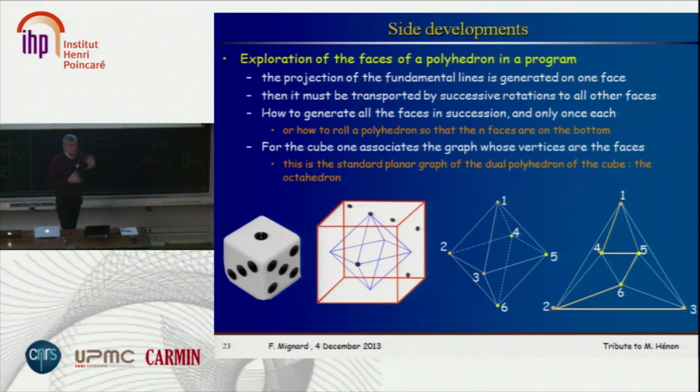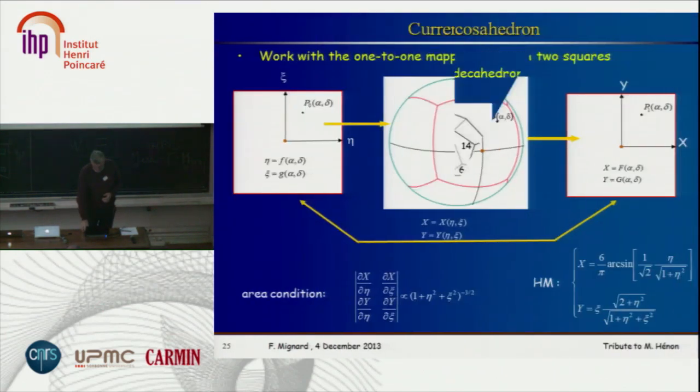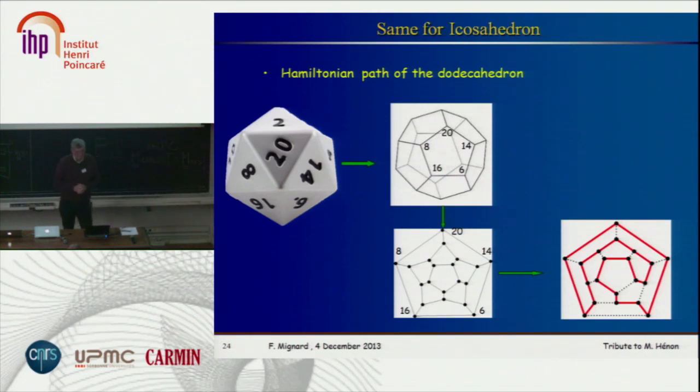Path or cycle. We need a path, we don't need a cycle. A cycle is perfect, but a path is sufficient for that. So any Hamiltonian path on this graph provides an answer. This can be generalized to the icosahedron. The dual polyhedron is the octahedron, which can be projected onto a planar graph.